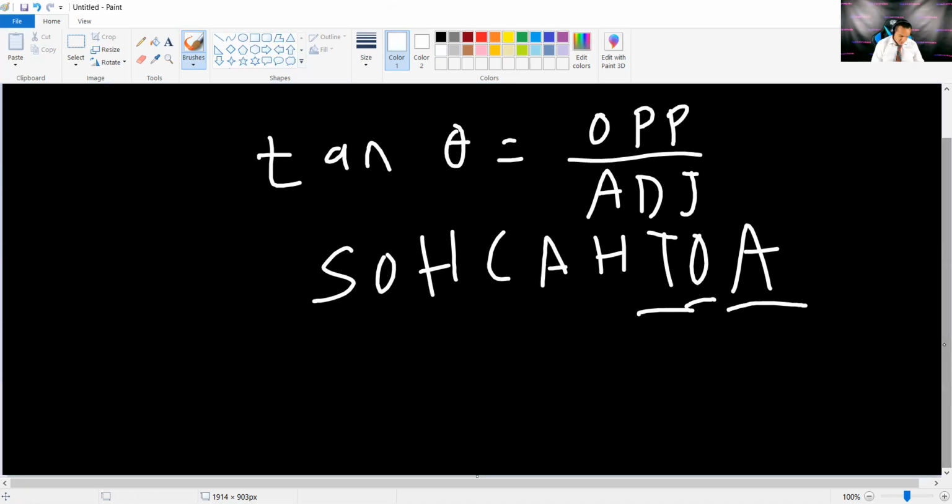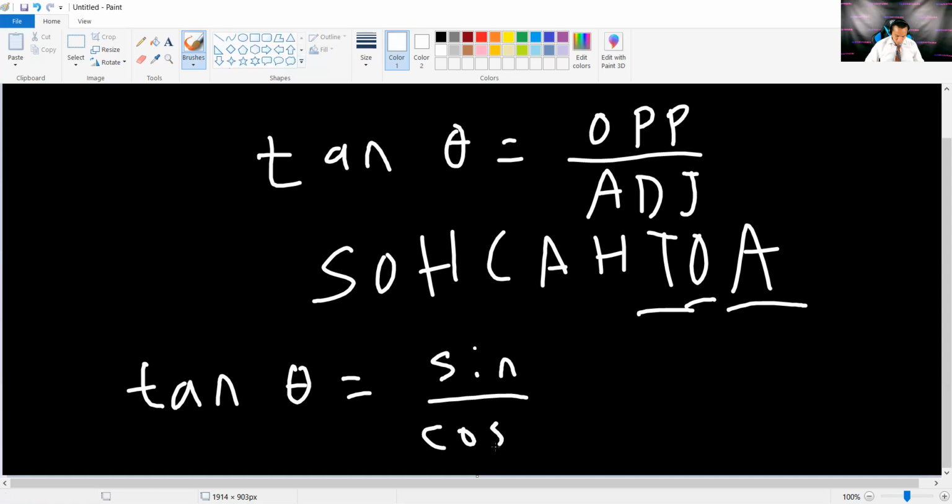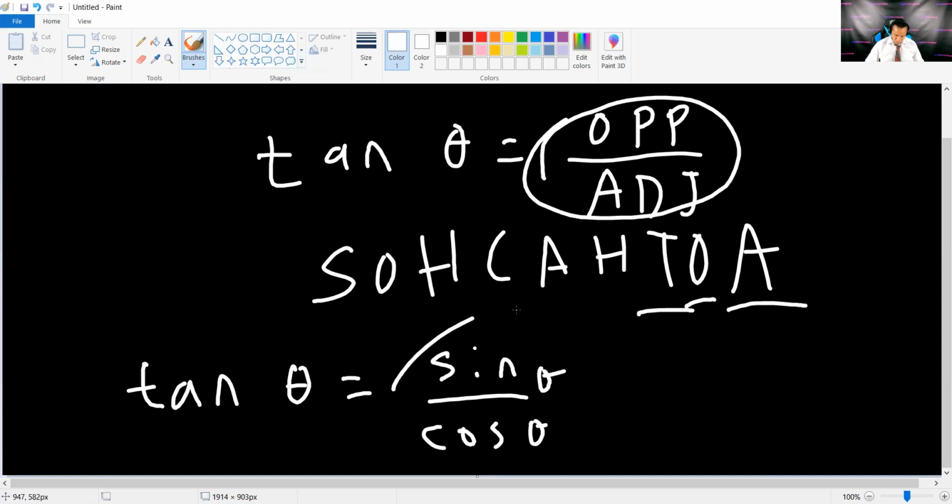So let's see what happens to tangent here. Oh, by the way, the other way to know what tangent is, is this. Tangent of an angle equals sine over cosine of the angle. So either one works. You can do this or you can do that.